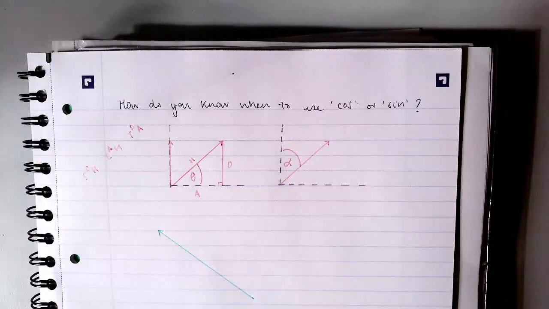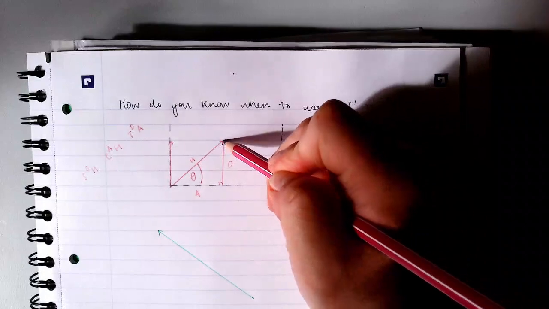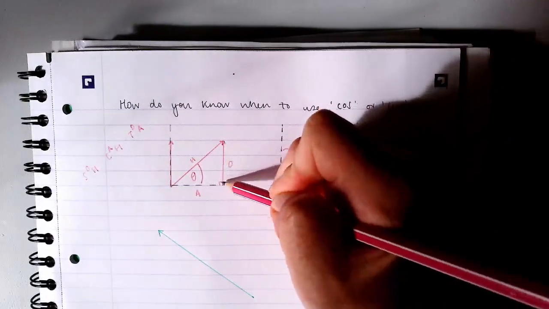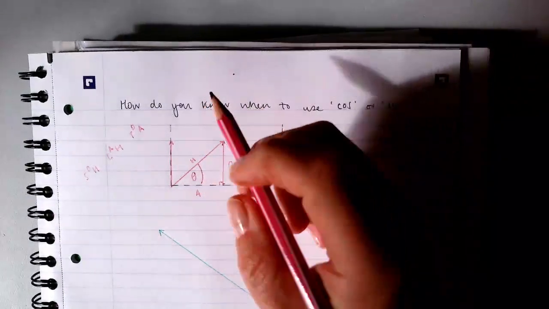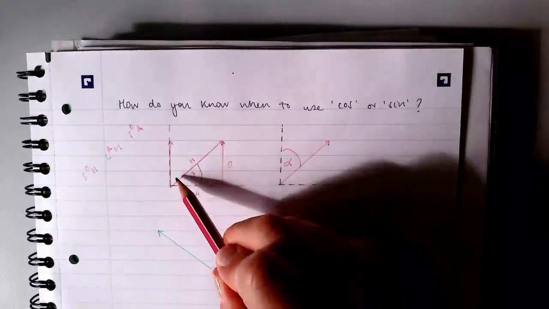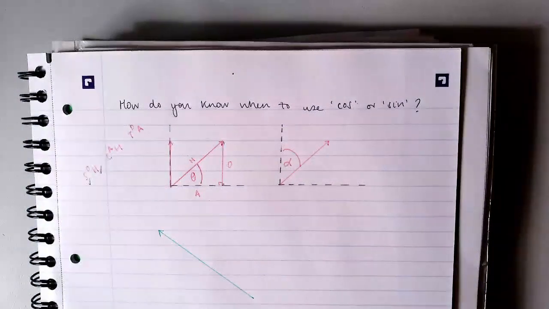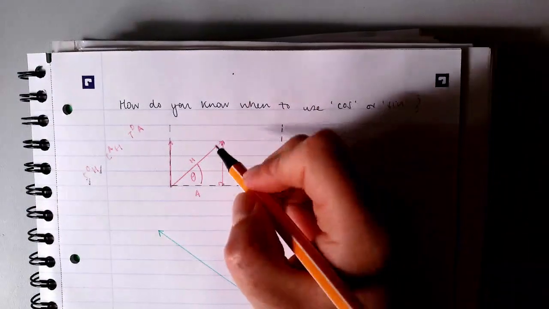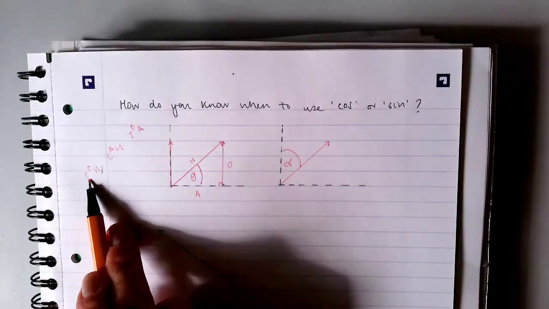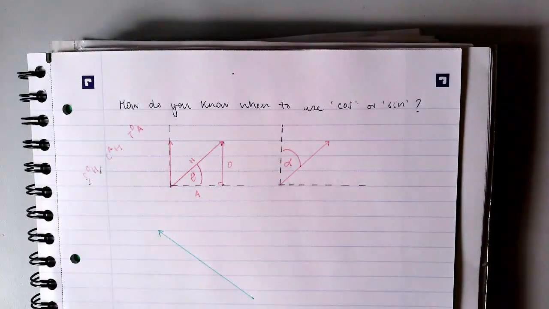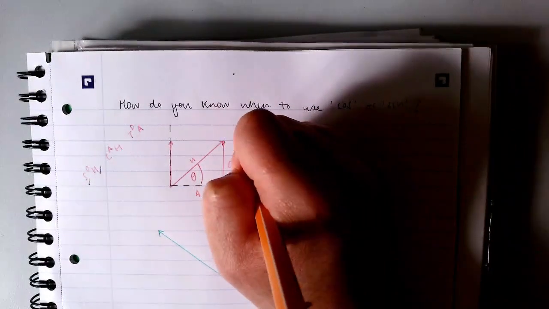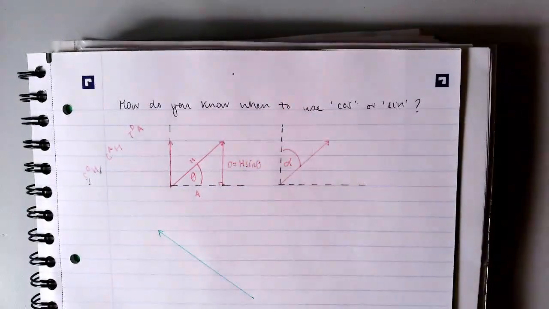and let's say we want to find firstly the vertical component. We want to find O. We know the angle theta, and this was our original vector, so we know the hypotenuse. So we know our hypotenuse and we have an angle, so we're going to use our SOH. So O is going to be equal to sine of the angle multiplied by the hypotenuse. So this one is going to be H sine theta.